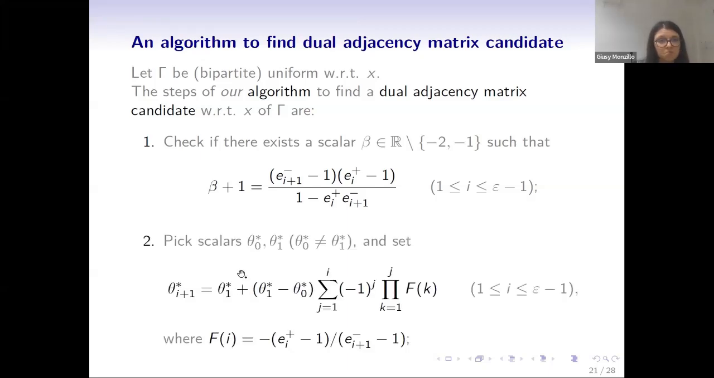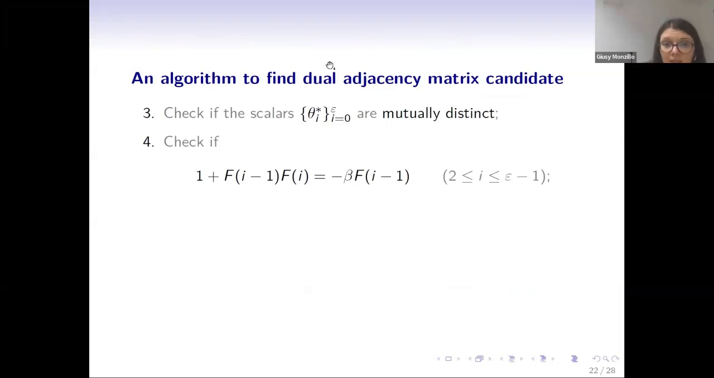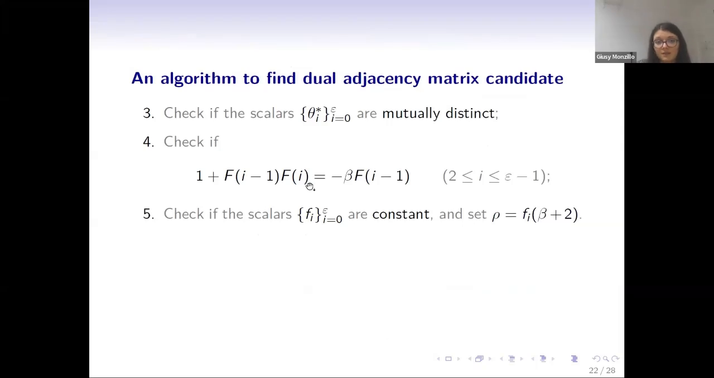Once we have such a thing, we can pick some arbitrary scalars, theta 0 star, theta 1 star, and force theta i plus 1 star to be equal to this, because this is coming from the previous conditions, for f_i, a function defined on the uniform structure. Check then that these scalars are pairwise distinct, because it's not obvious. Check that the function f_i appearing in the formula for theta star actually verifies such a recurrence formula. And finally, check that these scalars from the uniform structure are positive. If so, then we can set rho equal to this.